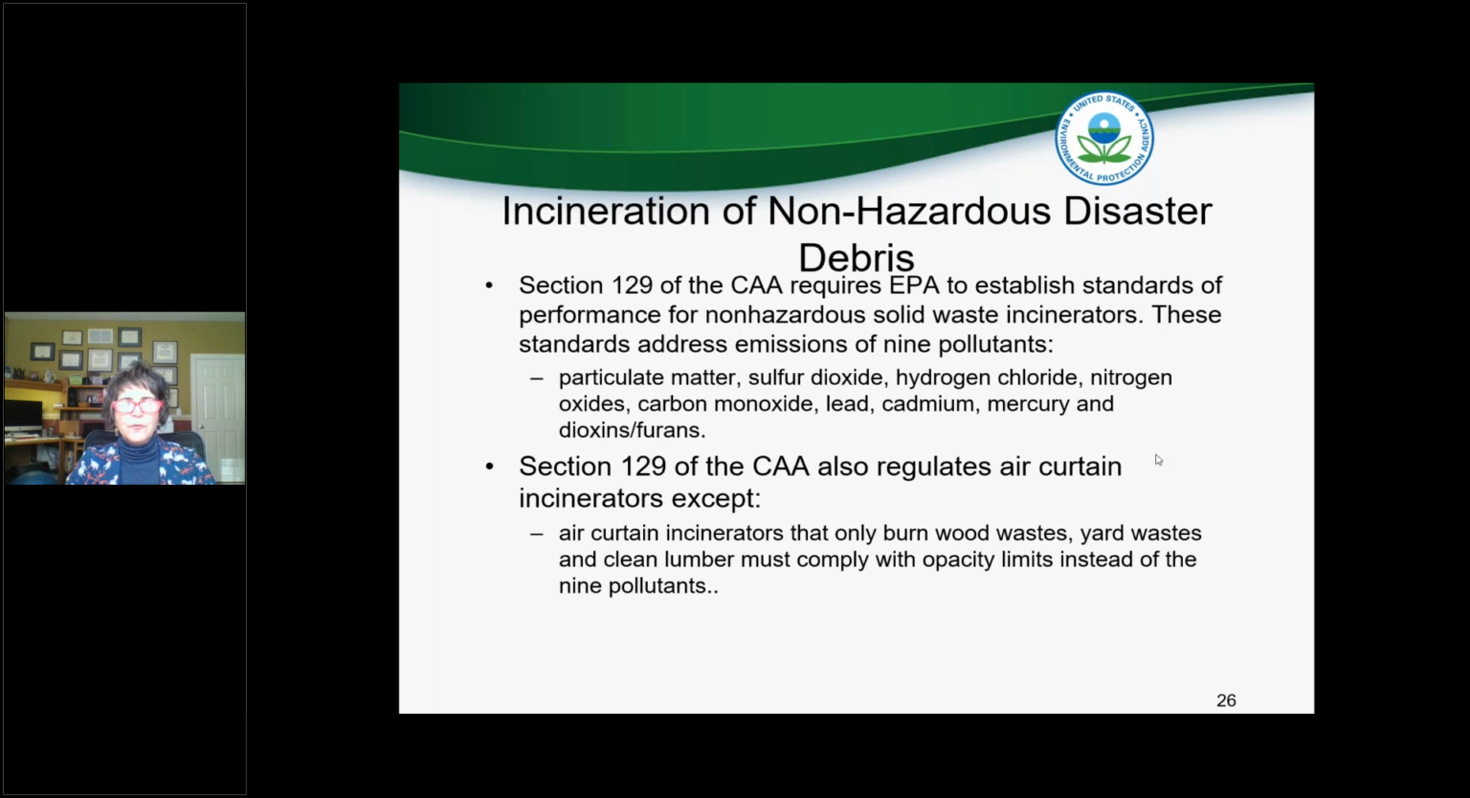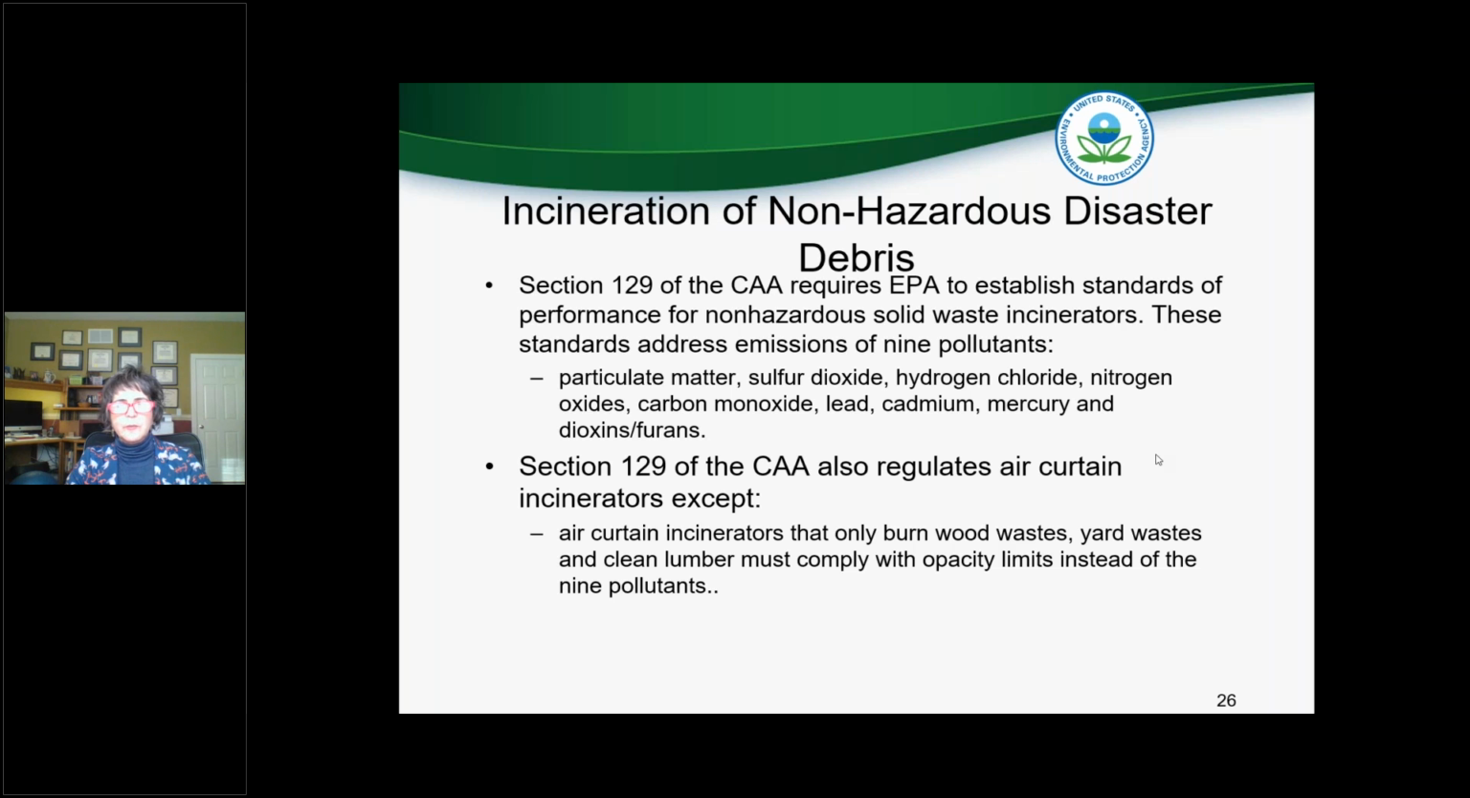So the Clean Air Act, if you're familiar with it, has various sections that give EPA its authority to write regulations. And the one specific to standards for incinerators is under Section 129. And that basically tells us that we are to establish standards of performance for all non-hazardous solid waste incinerators. And under Section 129, they give us 9 pollutants that we're to establish standards for both new sources and existing sources.